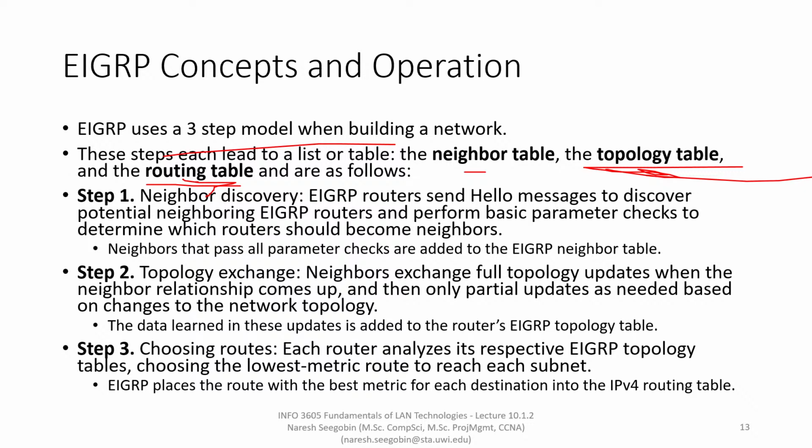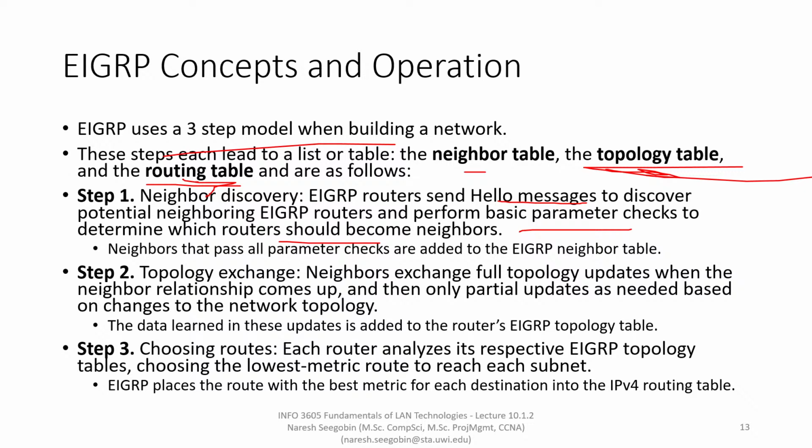So neighbor discovery builds the neighbor table: it sends hello messages, does basic parameter checks, and routers become neighbors. All this is part of knowing who my neighbors are. Remember when we did show ip protocols in the RIP lab, you saw the list of neighbors. The same command works for OSPF and EIGRP, and you'll see who the neighbors are.